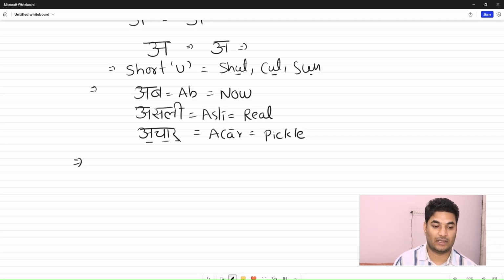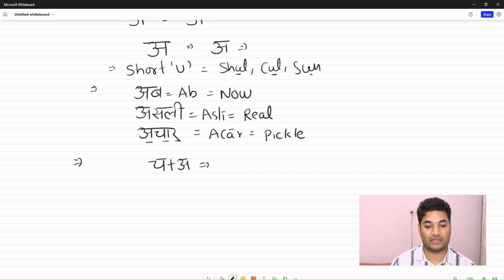Right? Now, this is the only vowel that does not have a matra form, because if I put ch with a, it remains ch because it does not bring any change to the pronunciation of ch. Ch, ch. It remains the same.